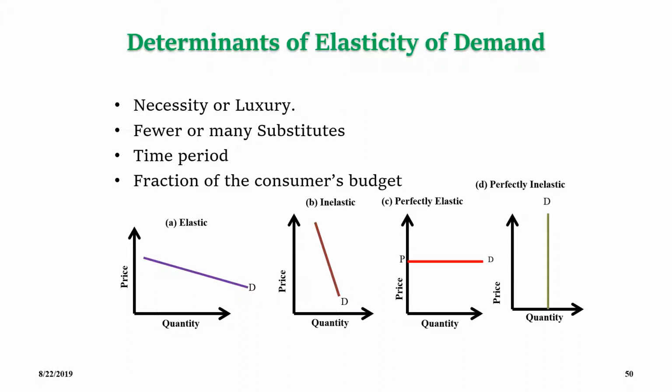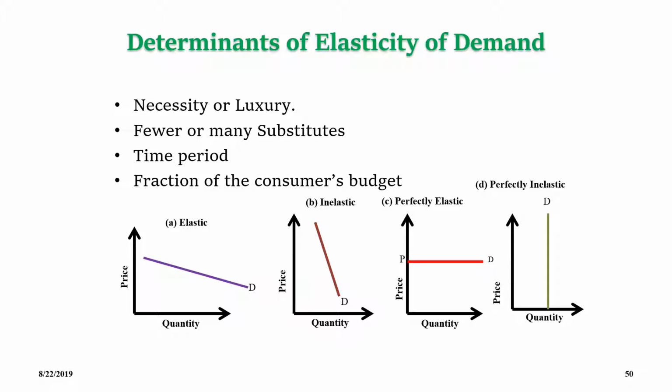Again, time period, so we have the short run and the long run. Sometimes in the short run, people are not able to adjust to price changes, so they'll still buy the good. So demand is inelastic in the short run. But if they are able to adjust in the long run, then with any increase in price, demand will fall. So demand in the long run is more elastic.